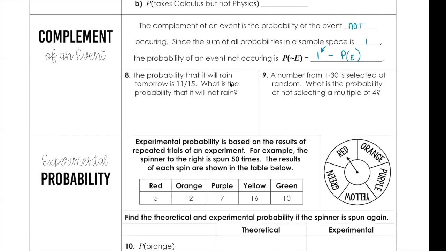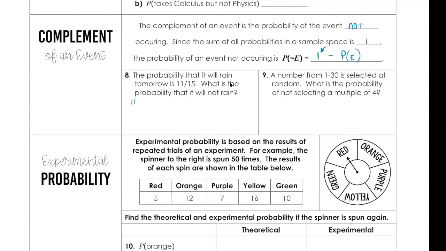Probability that it will not rain tomorrow, the probability that it is going to rain is 11 out of 15. It must be baseball season. What is the probability that it's not going to rain? Well, you could be like, Coach, I know if it's 11 out of 15, it's going to rain. But if it's not going to rain, I can just subtract from 15. But that's all we're doing here.